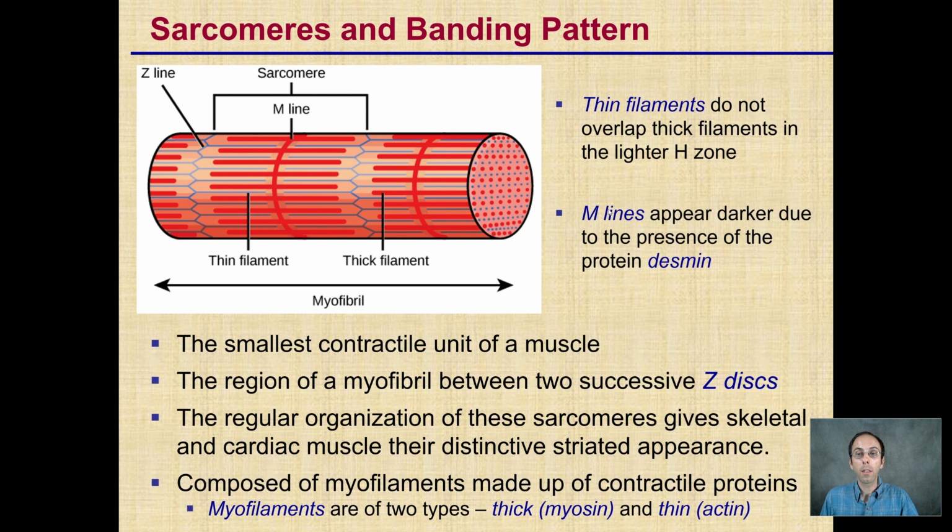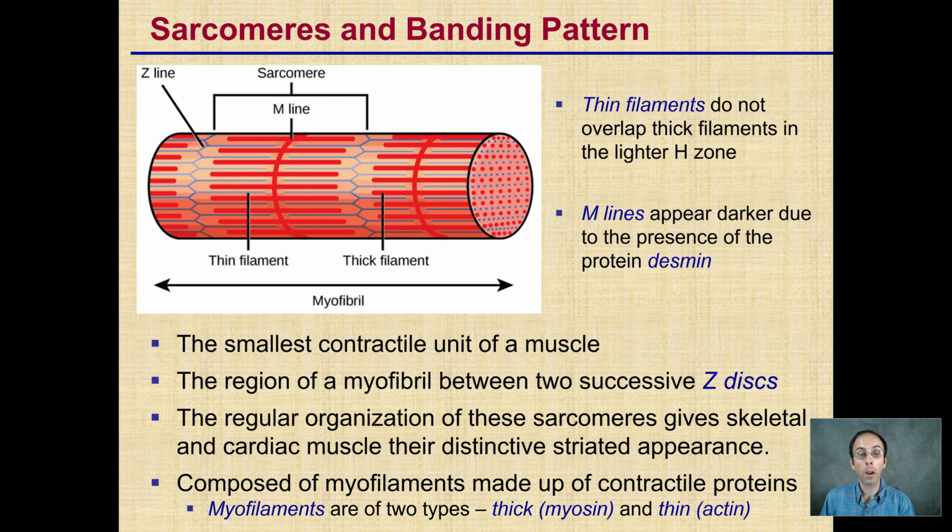We have these M lines that appear darker due to the presence of desmin. So we're looking at our sarcomere here. We have all of these lines in these thick and these thin filaments, and they are right next to one another. They're not on top of one another. They're all in the spaces there.